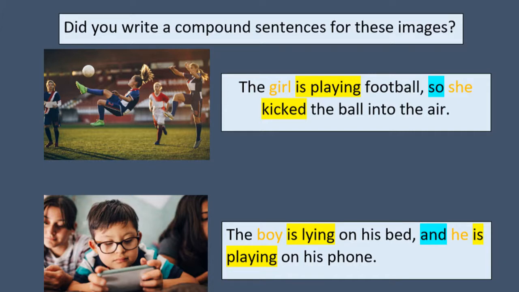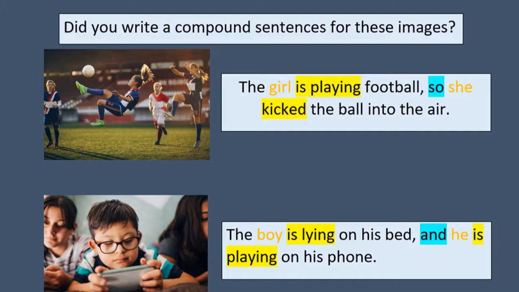Let's have a look at my second example. The boy is lying on the bed, and he is playing on his phone. Let's look at the first independent clause, which is the first simple sentence. The boy is lying on his bed. So the boy is the subject, is lying is a verb phrase, and on his bed makes a complete thought.